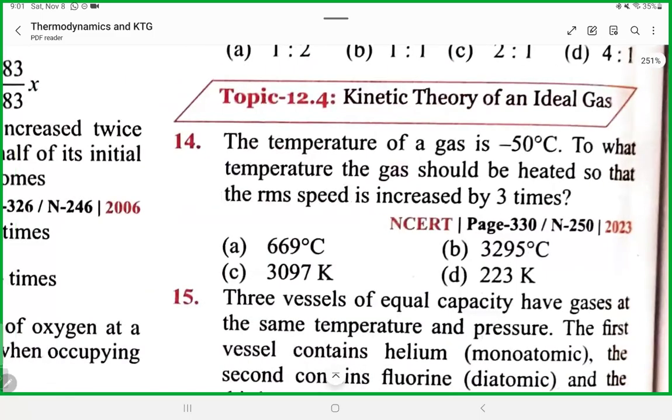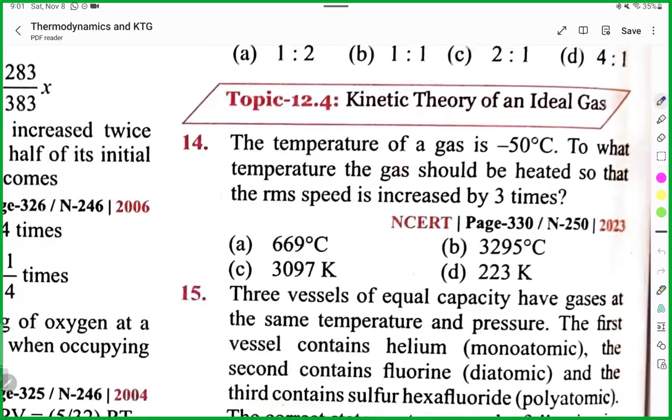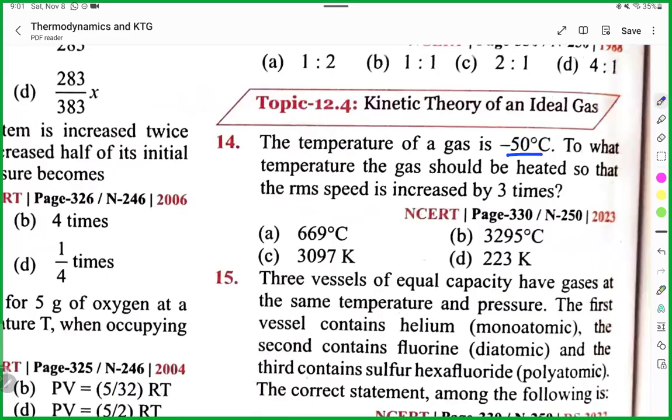See, temperature of a gas is given. To what temperature should the gas be heated? We have T1 as minus 50, T2 we have to calculate. If RMS speed increases by 3 times, V2 RMS will be 3 times V1 RMS. Correct?